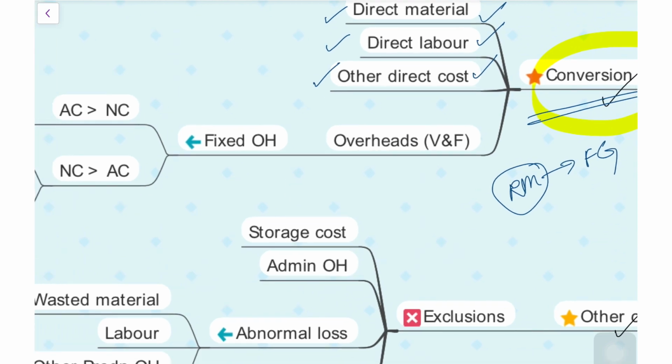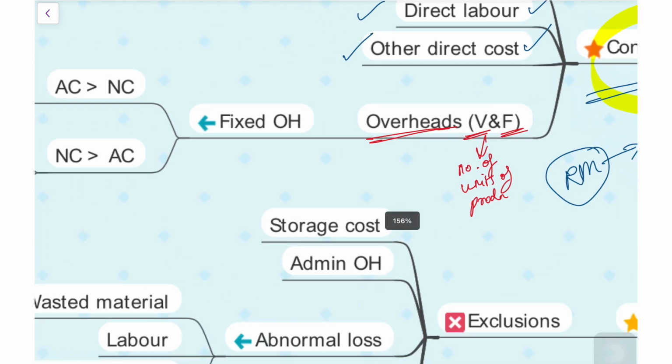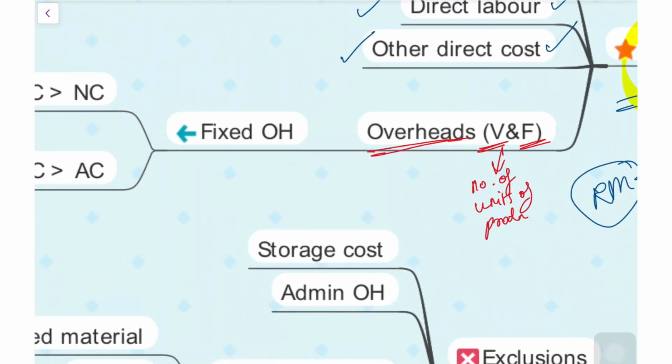Now talking specifically about a few overheads. As you all know, overheads are other costs. Here overheads can be of two types. One is variable cost and the other one is fixed cost. As you all know, what is variable cost? Variable cost is the cost which will get increased or decreased, or which will get affected depending on the number of units of production. Whereas what is fixed cost? It is fixed. No matter how many units you produce or you don't produce, it will not get affected. It will remain the same. It will remain constant.